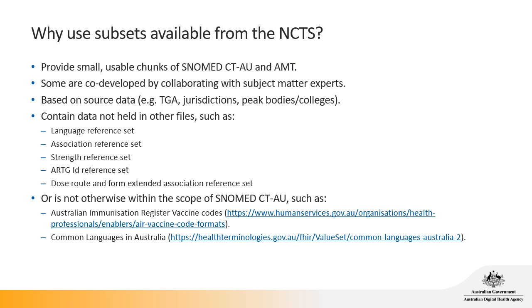They also provide the opportunity to define content that is not within the scope of SNOMED or AMT. So for example, we have published a FHIR code system of the Australian Immunisation Register vaccine codes because they're commonly used in clinical practice. These codes don't belong in SNOMED or AMT, but because they're used for recording and billing purposes across the country, the FHIR code system allows us to formally define and publish this subset for national use.